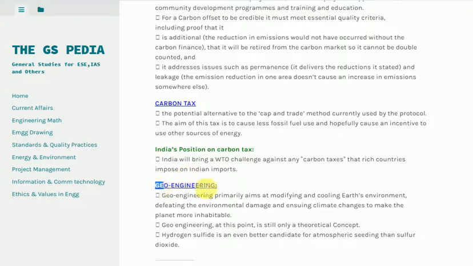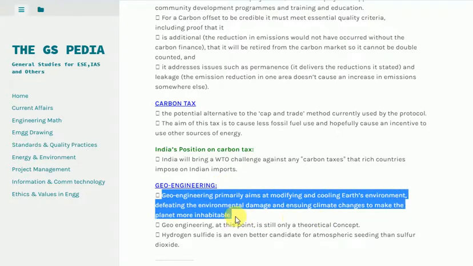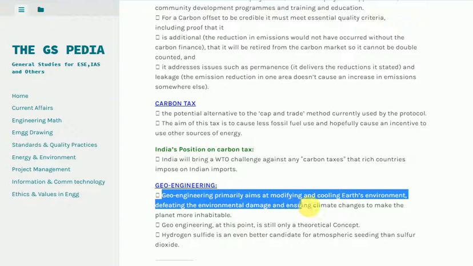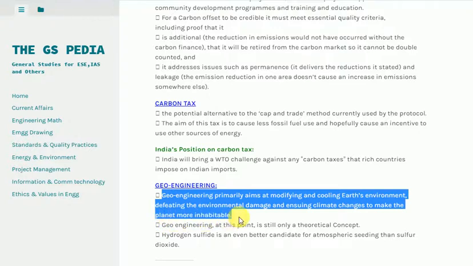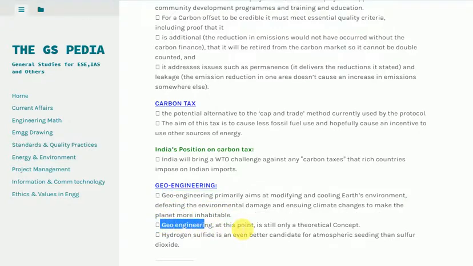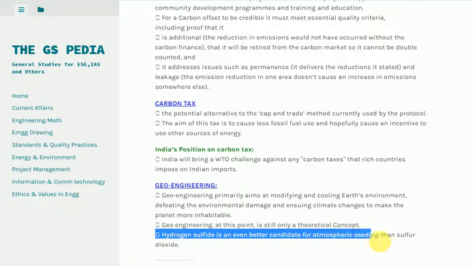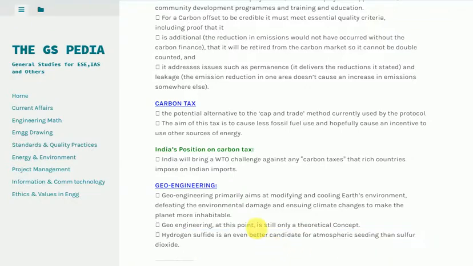Geoengineering. Geoengineering primarily aims at modifying and cooling Earth's environment, defeating the environmental damage and ensuing climate changes to make the planet more inhabitable. Geoengineering, at this point, is still only a theoretical concept. Hydrogen sulfide is an even better candidate for atmospheric seeding than sulfur dioxide.